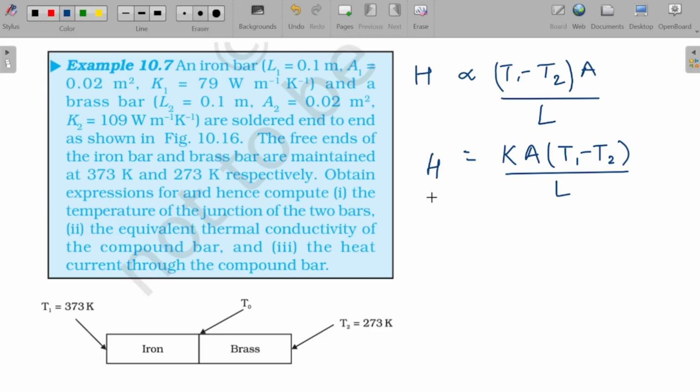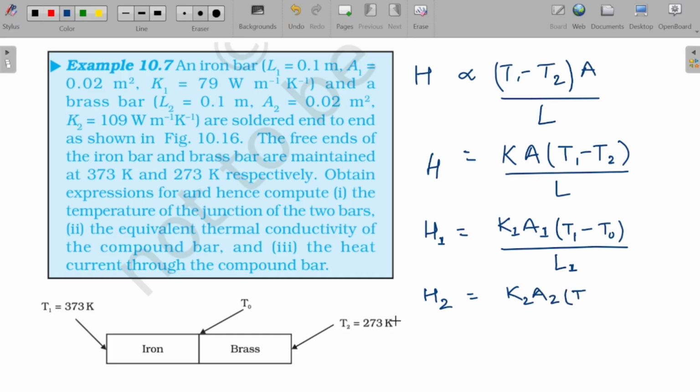Now, what about these two bars individually? So for the iron bar, let's say the heat current is H1 and this will be K1, A1 and T1 minus, look, up to here it is T naught, so T1 minus T naught divided by L1. And for the brass bar, let's say the heat current is H2, so K2, A2, and then look, this is at higher temperature, which is T naught. So T naught minus T2 divided by the length of this brass bar.